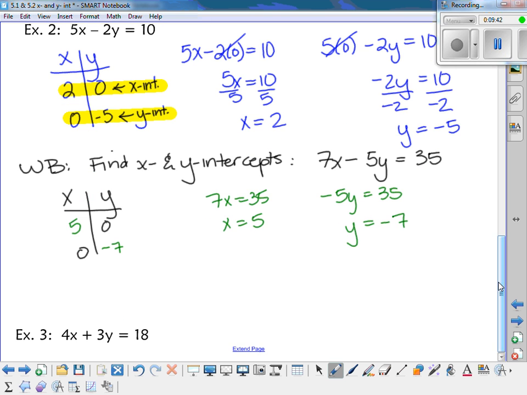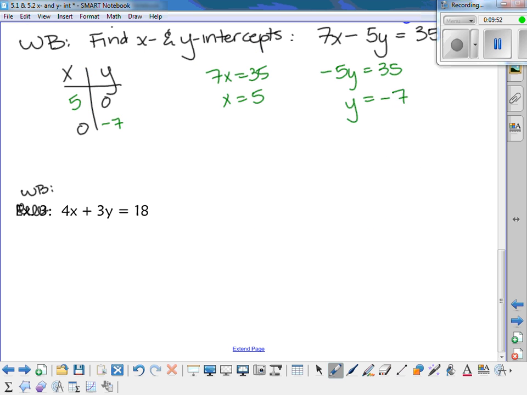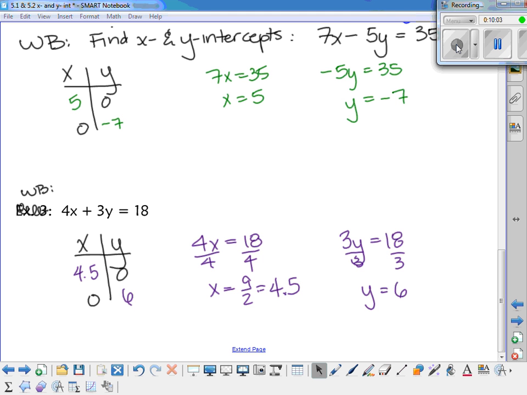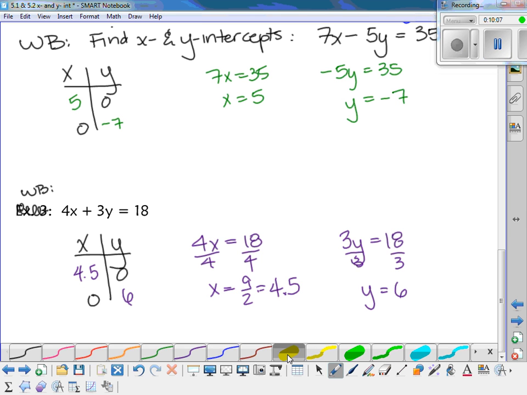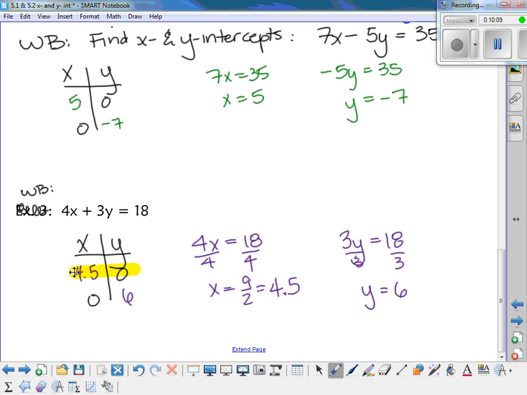Okay, this next one, I'm going to have you guys do this one on your whiteboards also. Again, watch out for your negatives if there are any. Oh, there aren't on this one though. And don't freak out if it's a fraction. Just reduce it or make it a decimal. Okay, so you should have gotten that x was at 4.5 and the y-intercept was at 0.6.